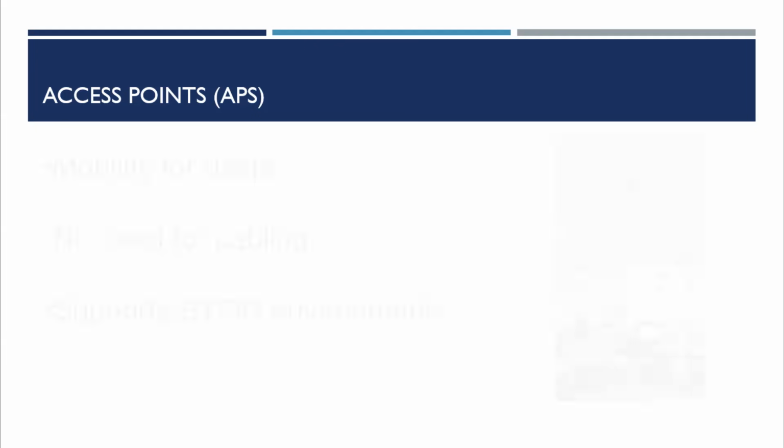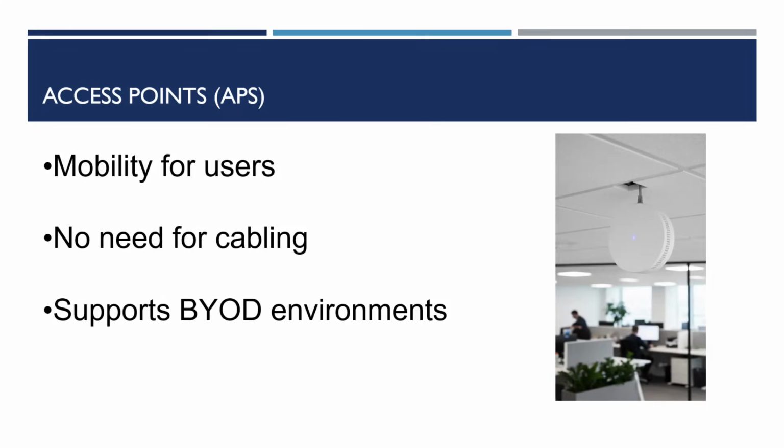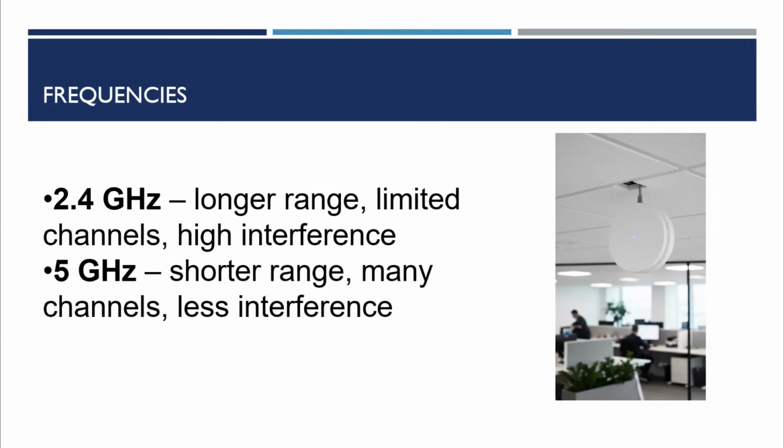Access points: APs extend a wired network into a wireless one. Benefits: mobility for users, no need for cabling, supports bring your own device environments. Frequencies: 2.4 GHz, longer range, limited channels, high interference. 5 GHz, shorter range, many channels, less interference. We'll study wireless design later.